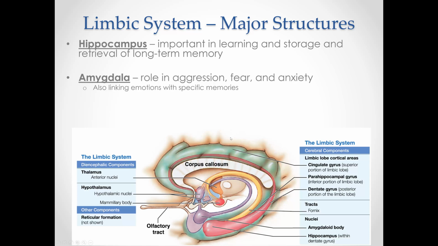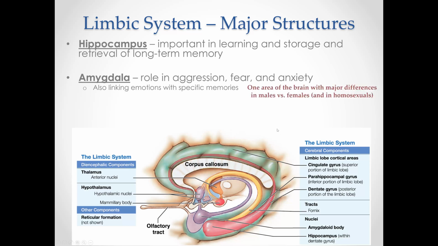The amygdala, which is shown right here in this dark purple area, plays a role in aggression and fear and anxiety. So kind of like what we think of as the negative emotions, although it can play a role in positive emotions as well. The amygdala also plays a role in linking emotions with memories.